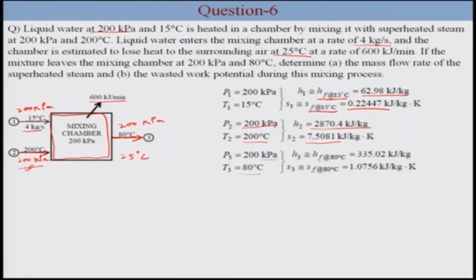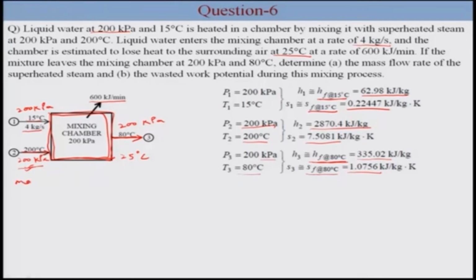So, the properties are estimated from those of the saturated liquid at the corresponding temperature, which is 80 degrees Celsius. So, H3 is hf at 80 degrees Celsius, which is 335.02, and entropy is the entropy of the liquid at 80 degrees Celsius, which is 1.0756. Now, taking this mixing chamber as the system, the mass and energy balance can be applied.